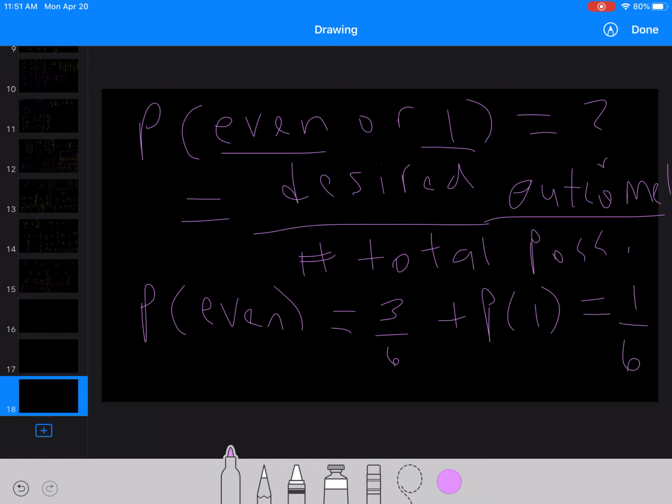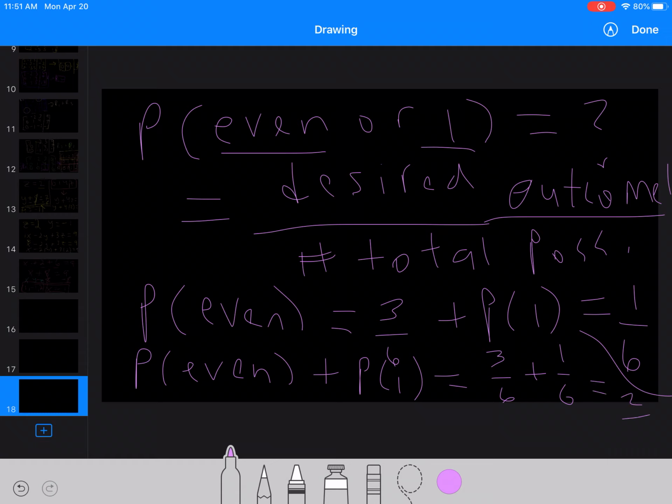Okay, so the probability of even plus the probability of 1 is equal to 3/6 plus 1/6, okay, which will give us 4/6 or 2/3. Okay, so, and these, you're not going to have to subtract anything out here because they're not going to overlap.